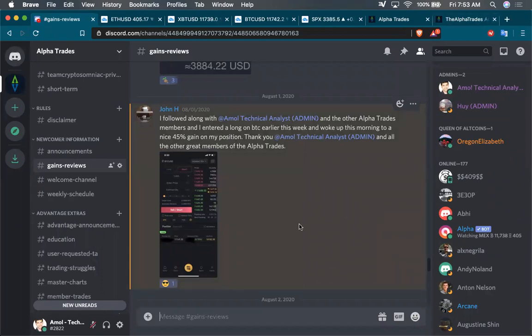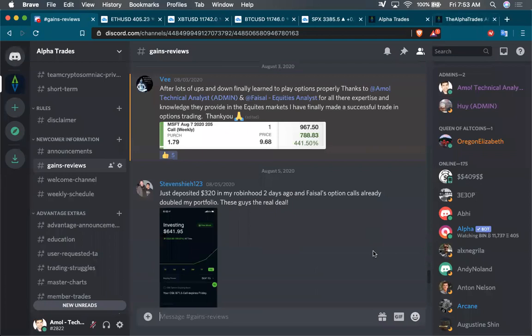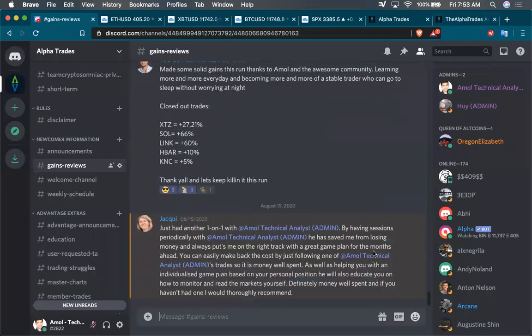As you guys can see, in the month of August, we've just been having tremendous gains in the market, whether it's the equity markets or crypto. The crypto market has been on fire, so we've just been absolutely killing it, as you can see from the reviews here. There's lots to talk about in crypto.